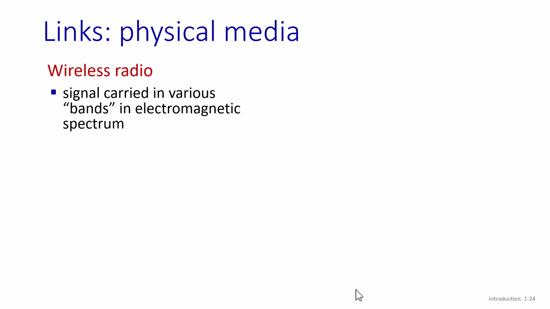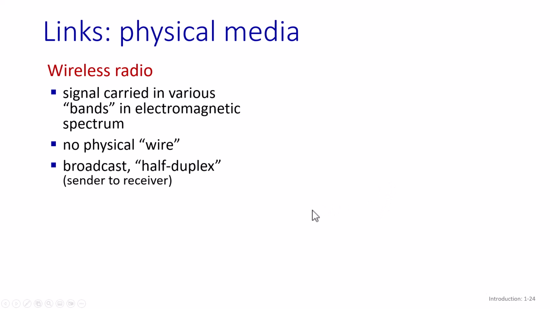Now let's take a look at unguided physical media. In unguided physical media, we have wireless radio. In wireless radios, the signals are carried in various bands in the electromagnetic spectrum. Of course, we have no physical wires, and we can broadcast our information in half duplex mode from sender to receiver.